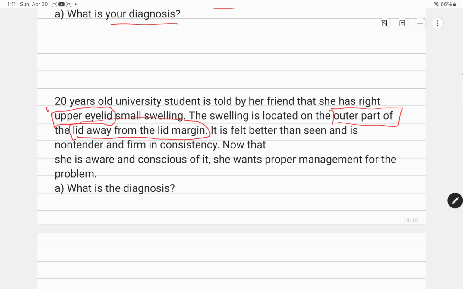The first thing, it is the upper eyelid, but that is not a hard and fast rule. The main thing is it is away from the lid margin, so it is most probably a chalazion. Now the other things are it is felt better than seen, and it is non-tender and firm. The main thing is it is non-tender and firm, so there is no pain, so it is a chalazion. What is the diagnosis? It is a chalazion.